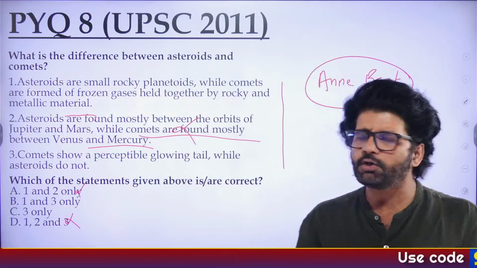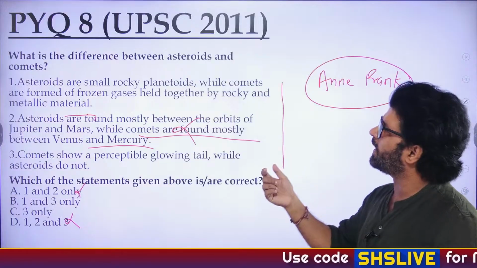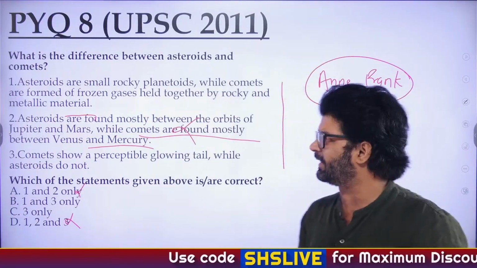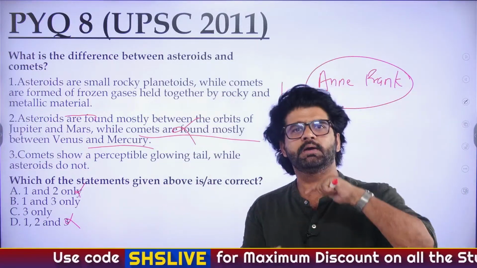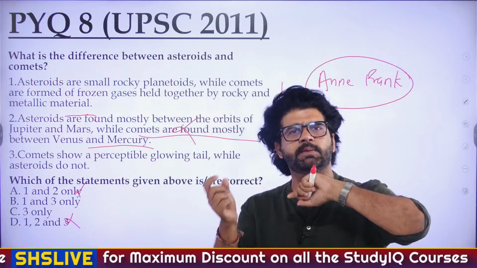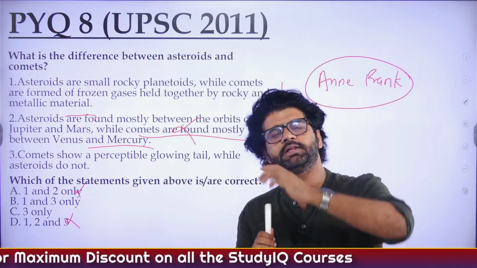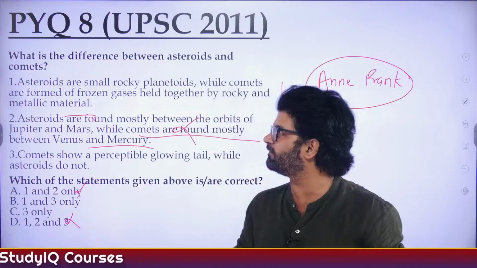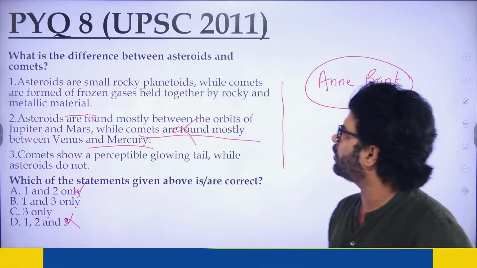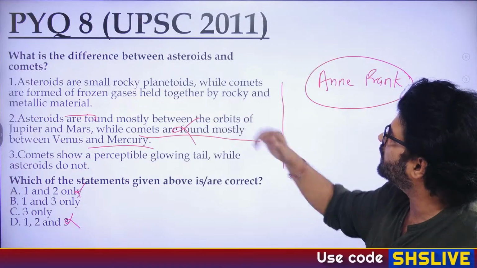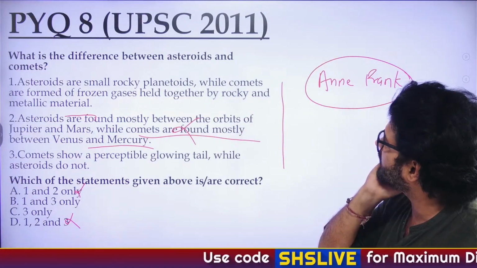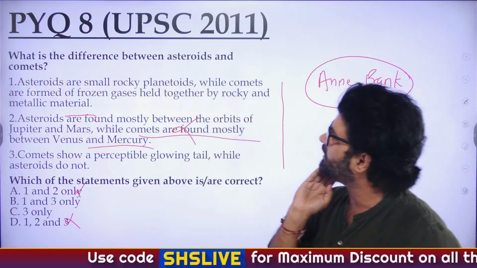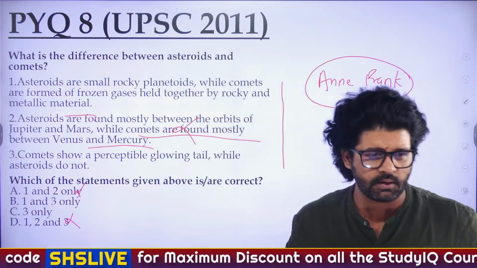Planetoid means features similar to a planet, but they are not big enough to be called a planet. So they are orbiting the sun. Basic feature of a planet or something similar to a planet, which is planetoid, is what? They should orbit the sun, and they are doing that. Asteroid. That's what we have discussed. So you can also call it this. They're small rocky planetoids, while comets are formed of frozen gases, and that's why they're icy particles held together by rocky and metallic material. So that is correct in general.